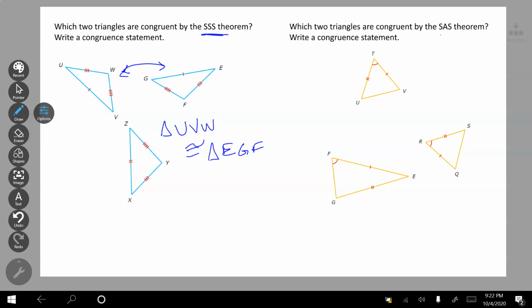Next one wants to do side angle side. That means two sides and the angle between. So over here I have 1, 2, and the angle between. And this one over here has 1 and 2 ticks and the angle in between. And I could call it triangle UTV is congruent to, let's see, U is on the side with 2, T is the angle with the arc on it. So the one with the 2 here is triangle S. R is the one with the arc on it, and then Q, matching up corresponding sides.